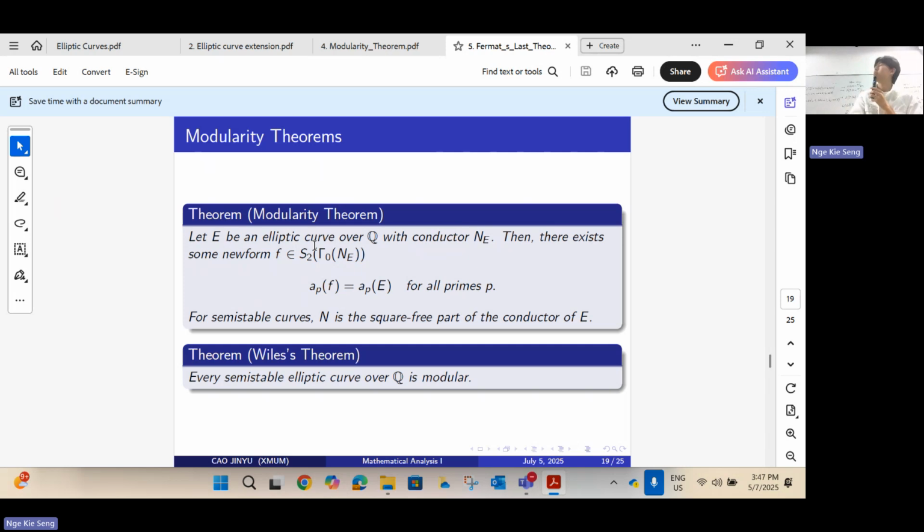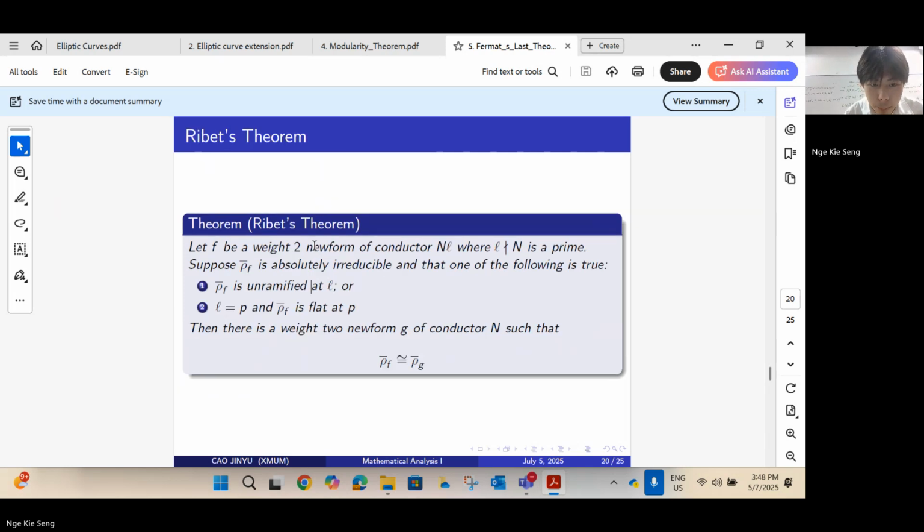So the next part is about the modularity theorem and Ribet's theorem. This is one version of the modularity theorem. In short, it says that every elliptic curve over Q is modular. And based on this, Wiles proved another, stronger theorem: every semistable elliptic curve over Q is modular.